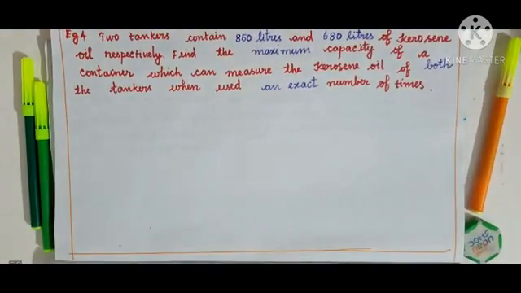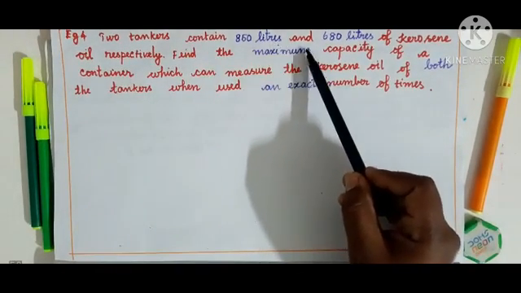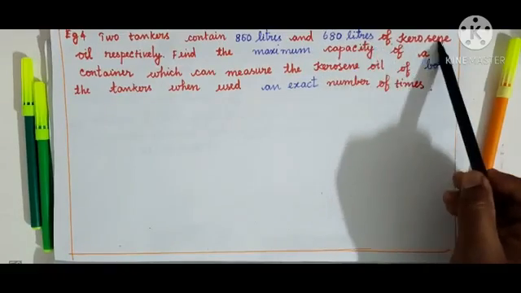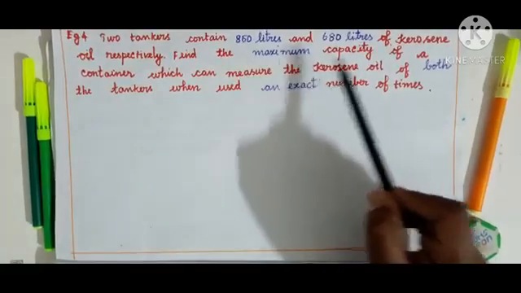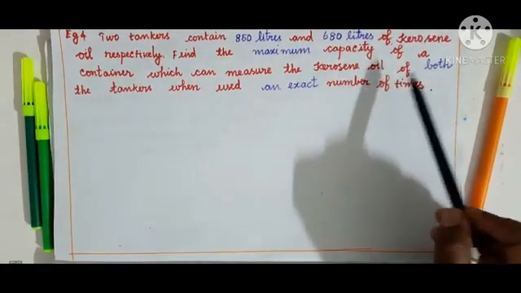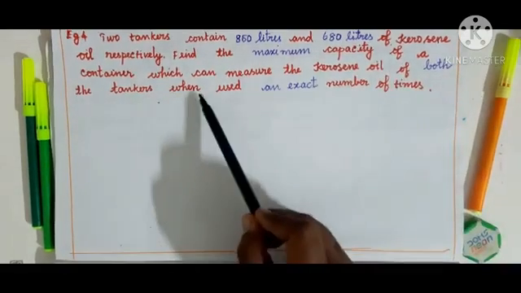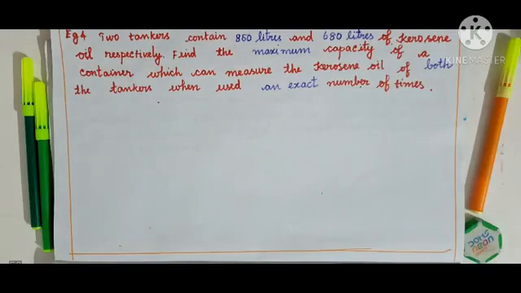Next we are going to see an example 4. Okay. 2 tankers contain 850 liters and 680 liters of kerosene oil respectively. Find the maximum capacity of a container which can measure the kerosene oil of both the tankers when used an exact number of times. Okay.